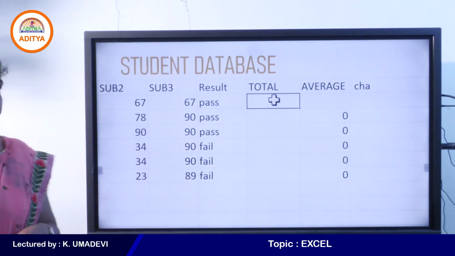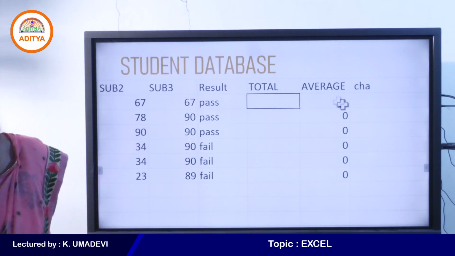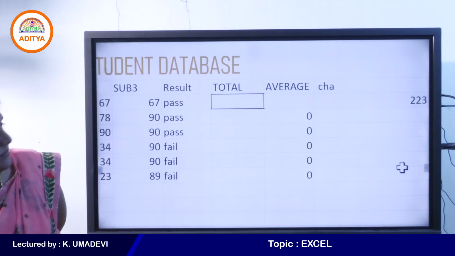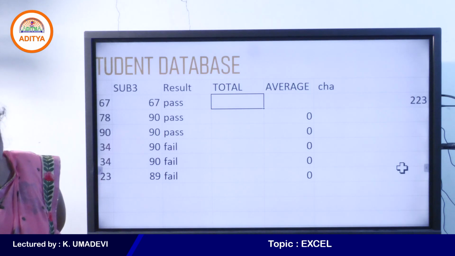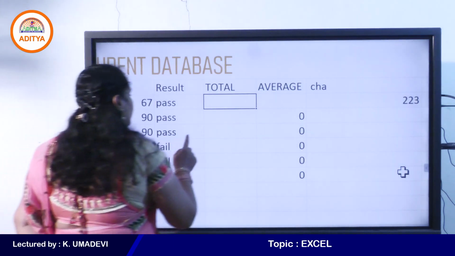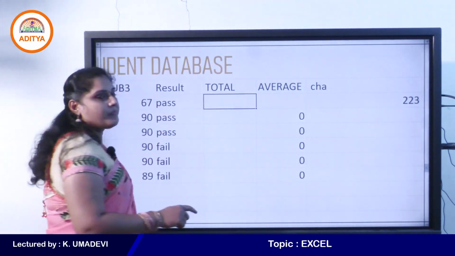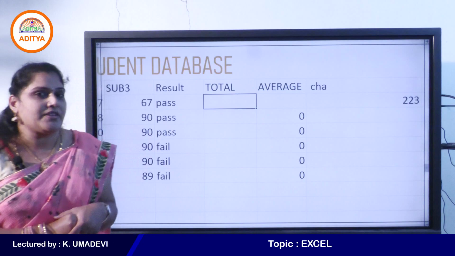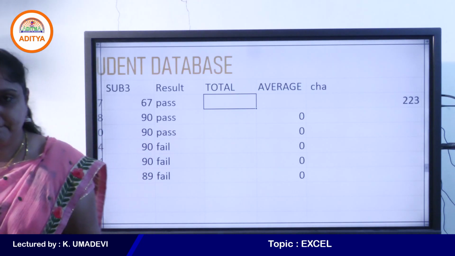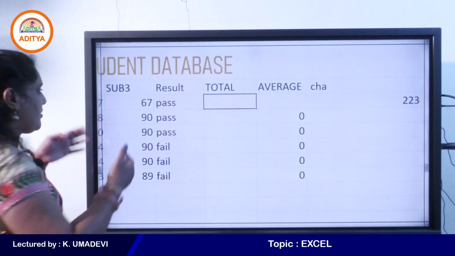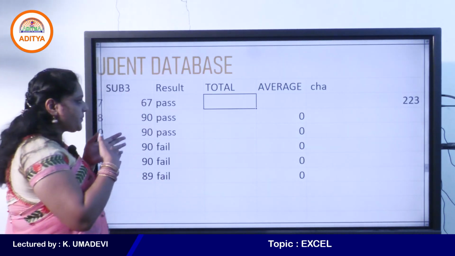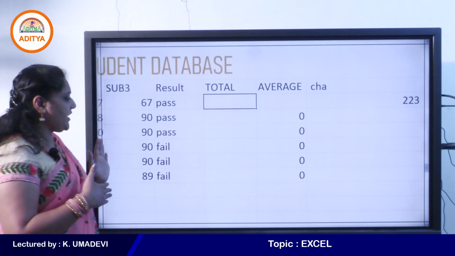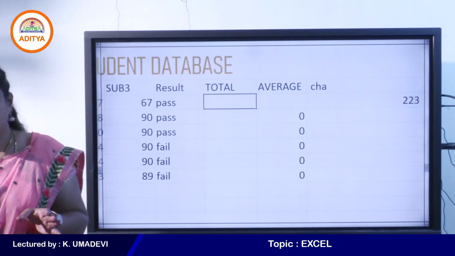Come on students, can you tell me the formula? See, if the result is pass, then the total should be displayed by adding all the subjects. If the result is fail, then the result should be 0. Again the hint is use the if function. Now come on students, can you tell me the formula to print the total or zero based on the result, that is pass or fail. So if the result is pass, then the total should be displayed, otherwise the total should be 0. Come on students.